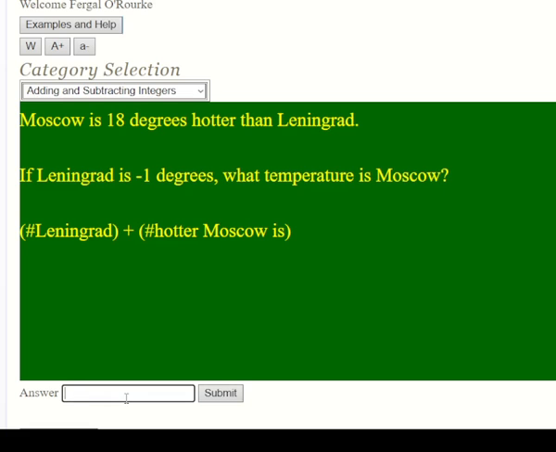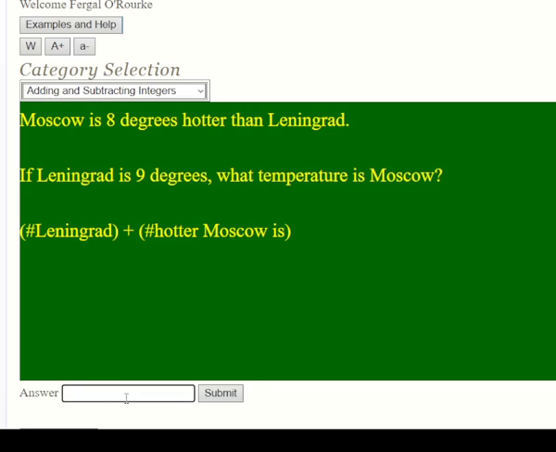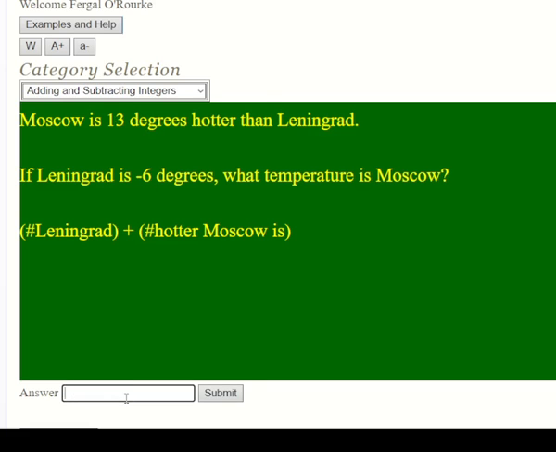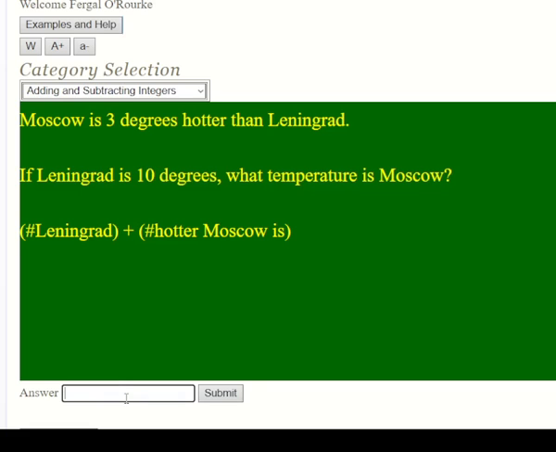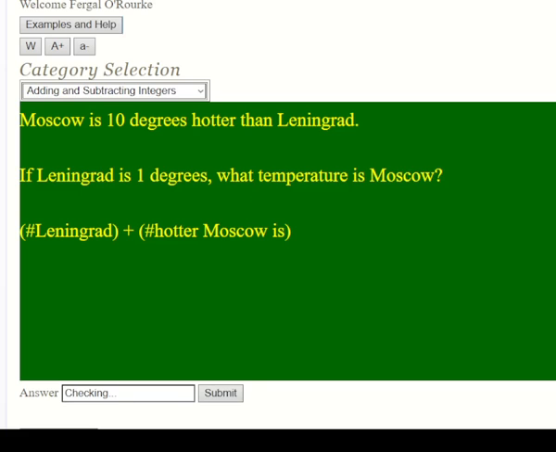18 plus -1, put that in the calculator, you'll see you get 17. 8 and 9 is normal, that's normal. 13 plus -6, again, it's like 13 people get on a bus, 6 people get off the bus. So overall, we have 7 people have got on the bus. 3 and 10 is 13, and 10 and 1 is 11, and we've completed that section of the exercise, and we move on to the next topic.